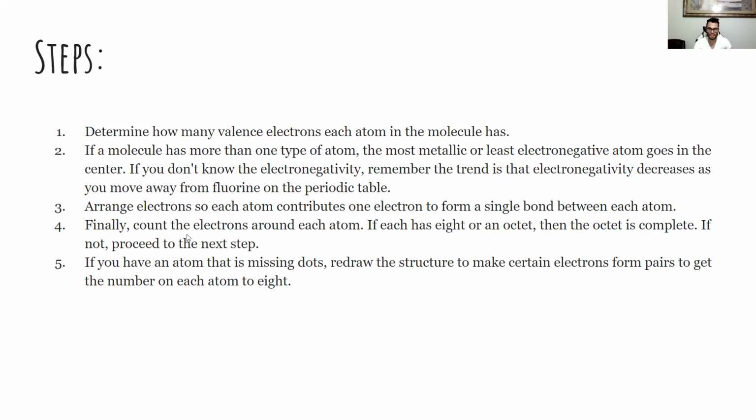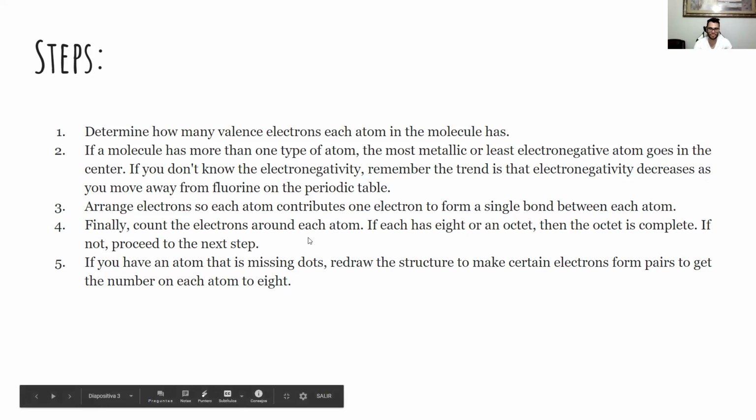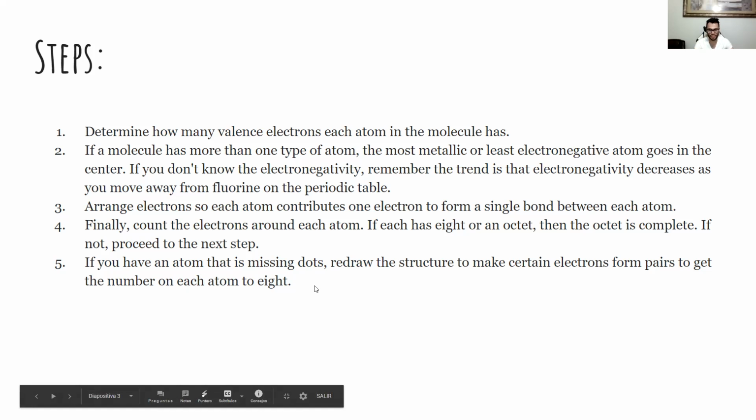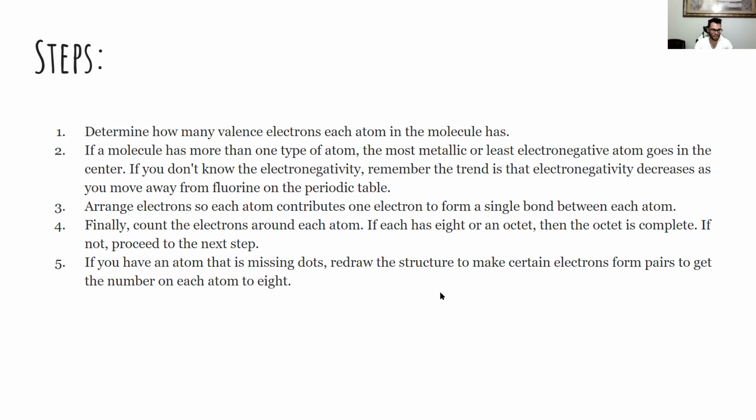Then after we find that, we have to arrange those atoms, forming one single bond between each of them. Finally, we count the electrons around each atom. If each atom has 8 for an octet, then the octet is complete. But if the octet is not complete for one atom, then we have to follow a further step to complete that octet. That will be the 5th step. So we have to make some arrangement between the single bonds between the atoms, and maybe make them double or triple, so each atom has an octet.